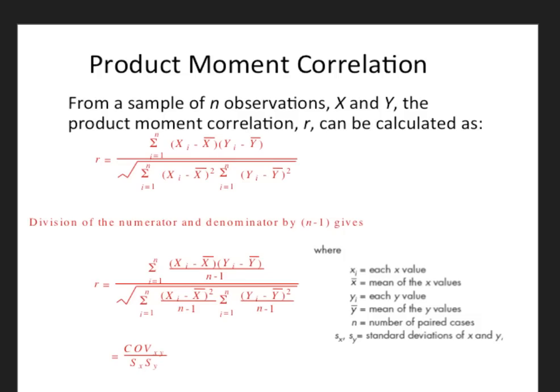To examine important marketing research questions, such as how strongly are sales related to advertising expenditures, or is there an association between market share and size of the sales force, or are consumers' perceptions of quality related to their perceptions of prices, we would use the product moment correlation, which is called R. This is the most widely used statistic for summarizing the strength of association between two metric variables. From a sample of n observations, x and y, the product moment correlation is calculated using the formula you see on screen.